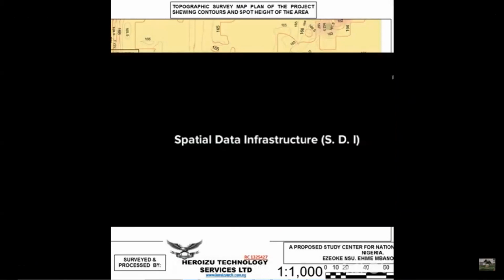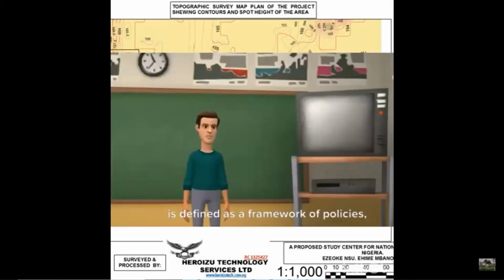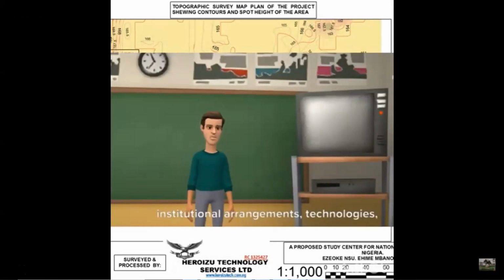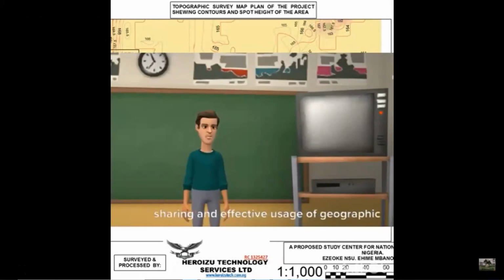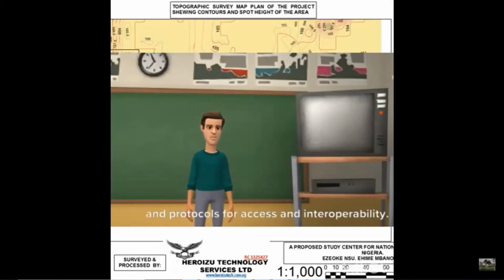Spatial data infrastructure, SDI, is defined as a framework of policies, institutional arrangements, technologies, data, and people that enables the sharing and effective usage of geographic information by standardizing formats, protocols for access, and interoperability.